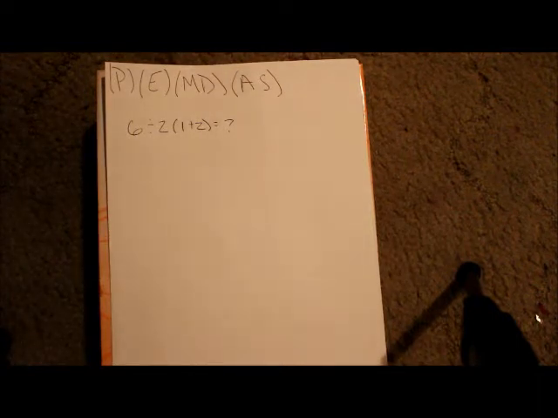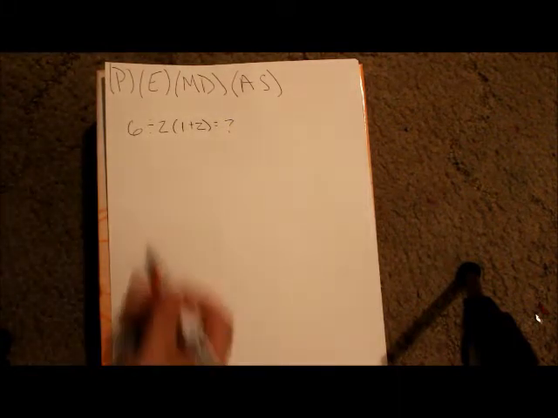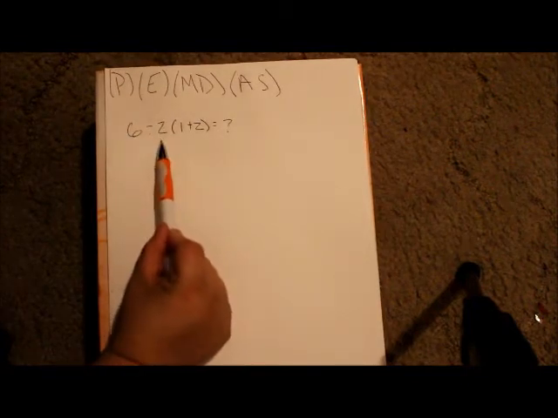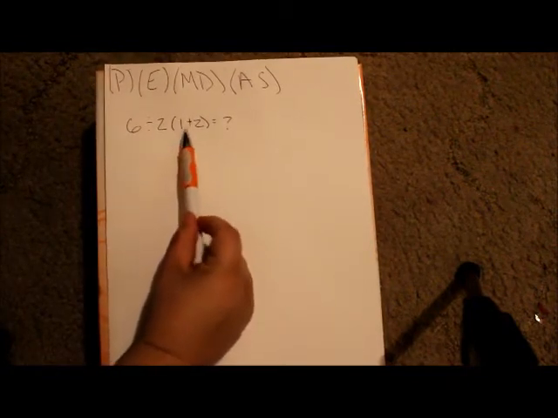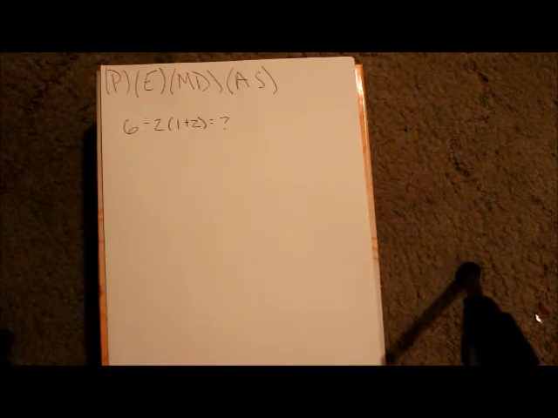So, there has been a lot of debate on the internet about the equation on the screen. 6 divided by 2, open parenthesis, 1 plus 2, close parenthesis. And it's really a matter of knowing and understanding your order of operations, or PEMDAS.